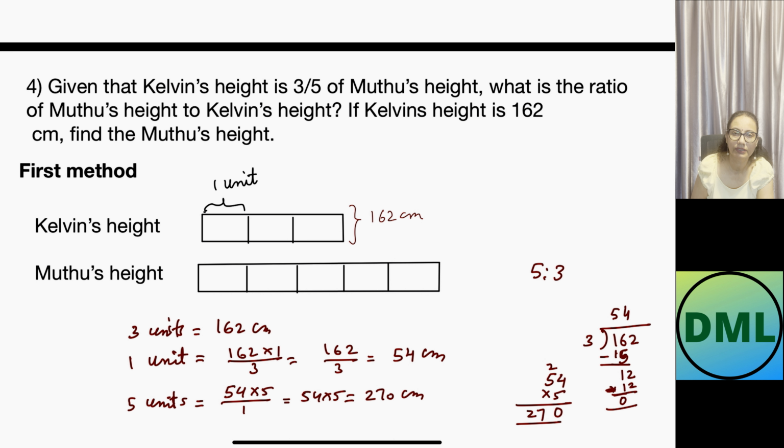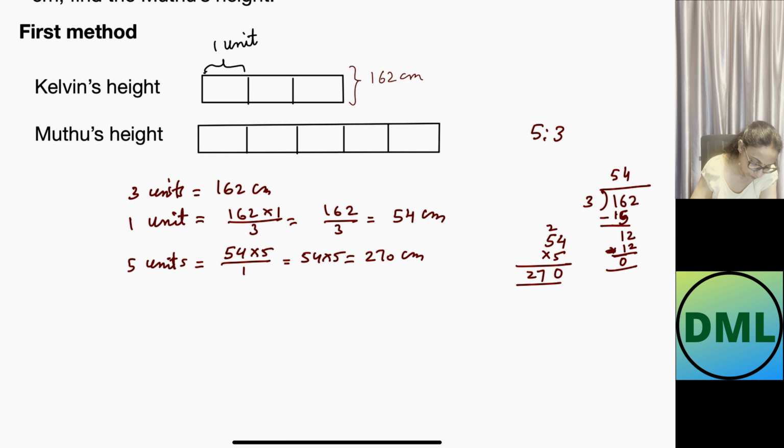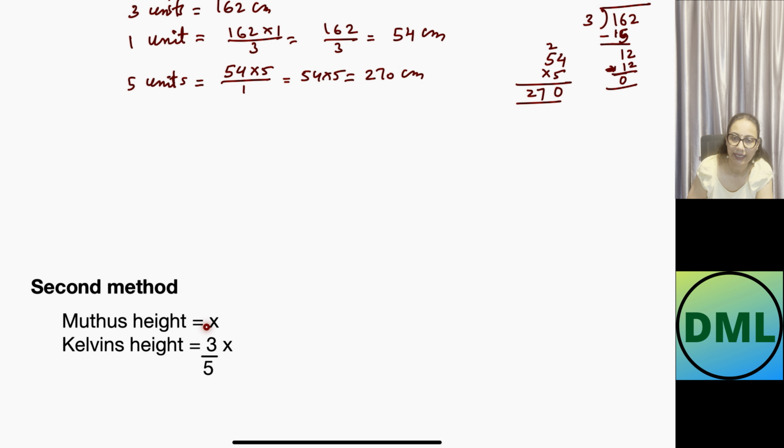Let's do this question with the CBSE method. It says that Kelvin's height is 3/5 of Muthu's height. So I need to suppose Muthu's height. Let's suppose that Muthu's height is x. So Kelvin's height is 3/5 of x. It says that Kelvin's height is 162 centimeter. Let's substitute here: 162 centimeter is equal to 3/5 and x. This is in multiplication. Below 162, it is 1.